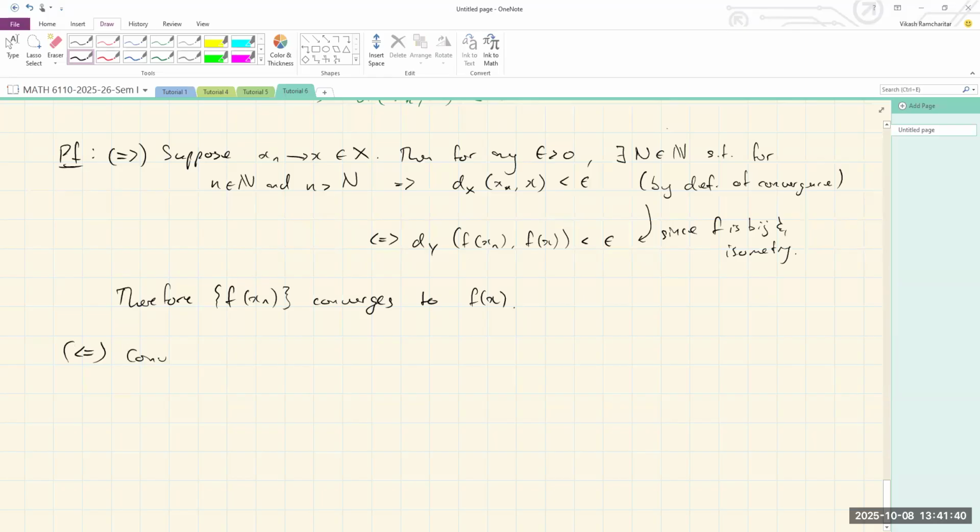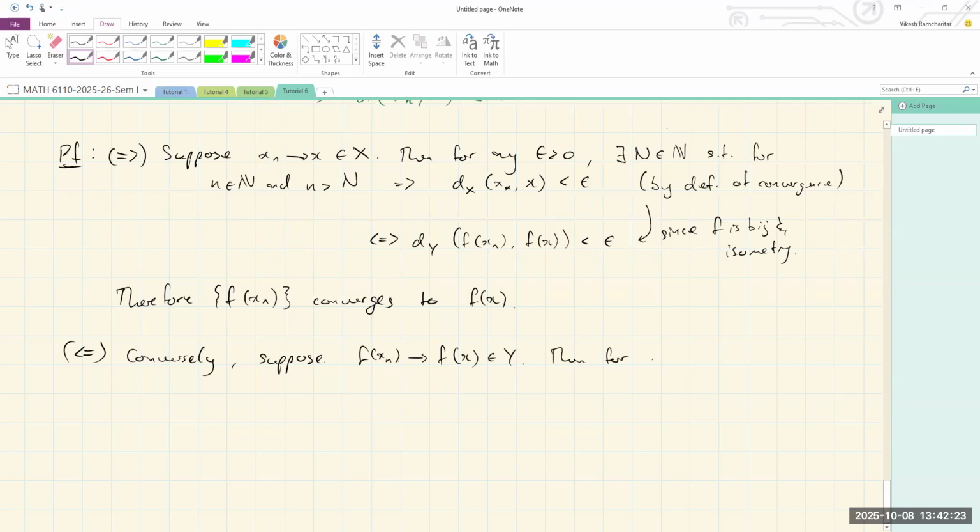So conversely, suppose we have a convergent sequence. You could even name this yn convergent to y, but let's write it in this case. Conversely, suppose that the sequence f of xn converges to f of x in Y.